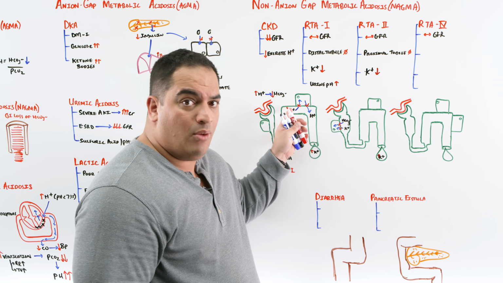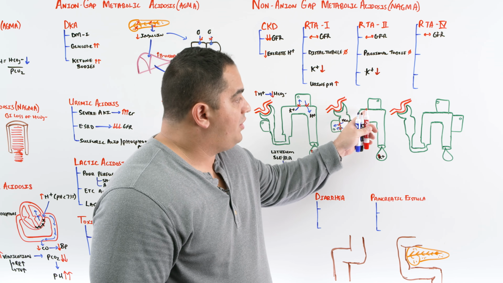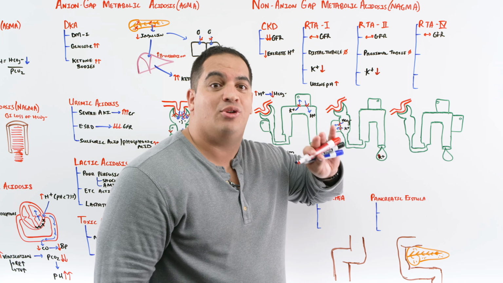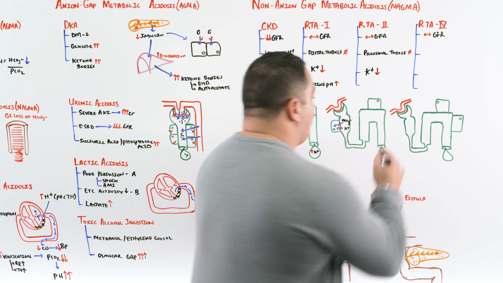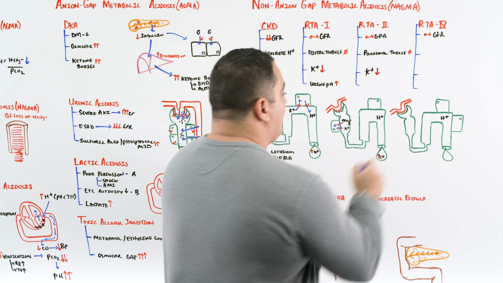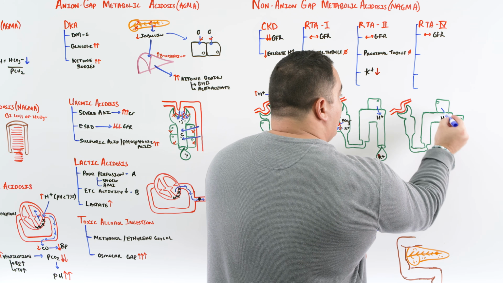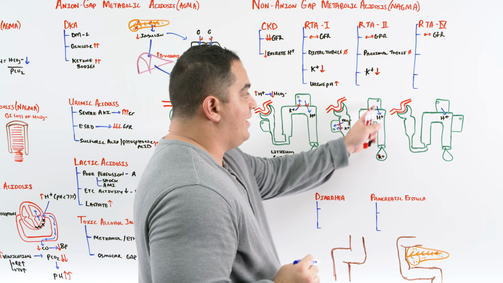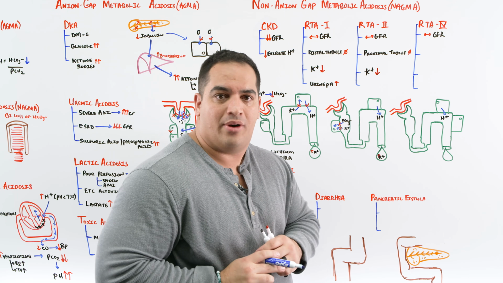Now, here's the interesting concept. In RTA1, distal tubule is jacked up. RTA2, RTA4, distal tubule is intact. It's pristine. And it's secreting protons. So because of that, you're beautifully secreting protons in this distal tubule that's not regulated by aldosterone.